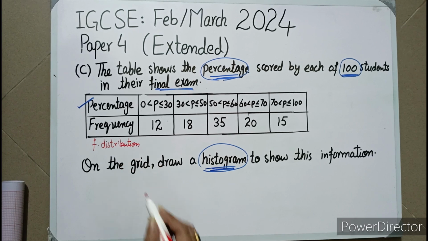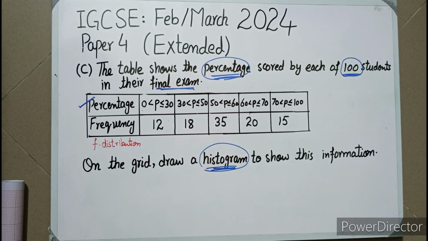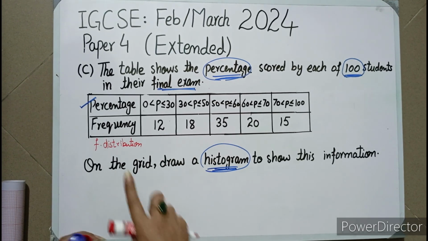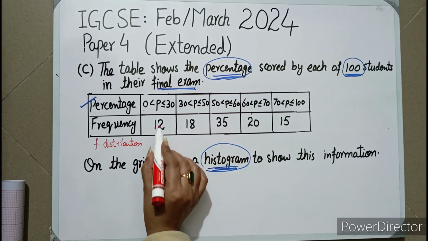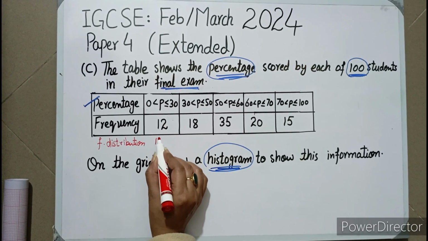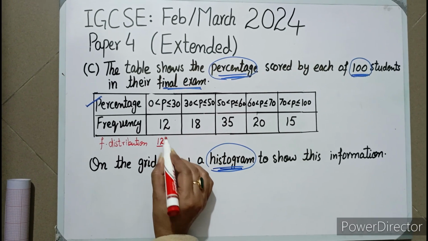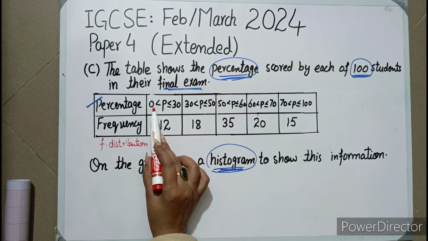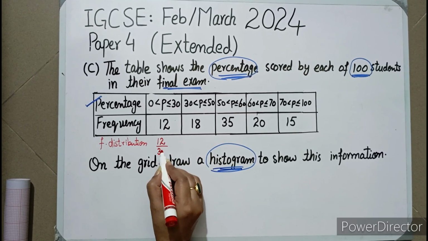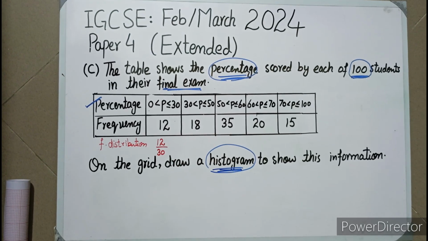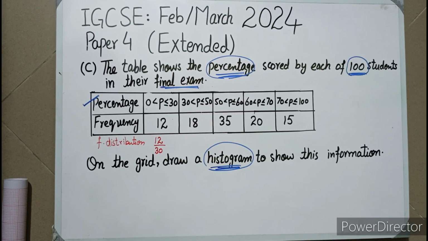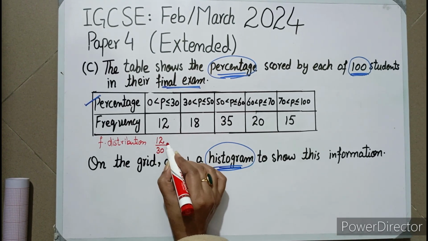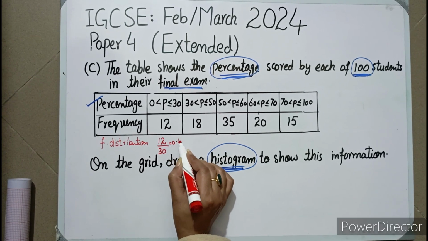What is the method to calculate the frequency distribution? Actually, he has given you the frequency. This is the frequency for the first interval. You have to divide this 12 by the difference of 30 and 0. 30 minus 0 is 30. It means you have to divide 12 by 30. You will get the answer 0.4.